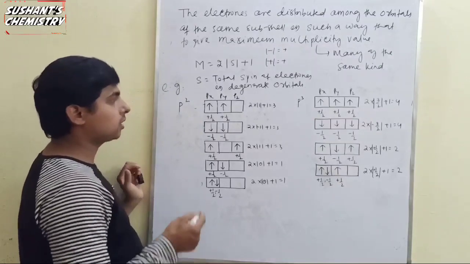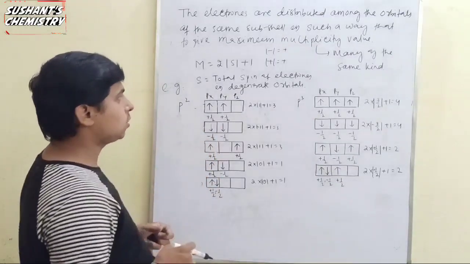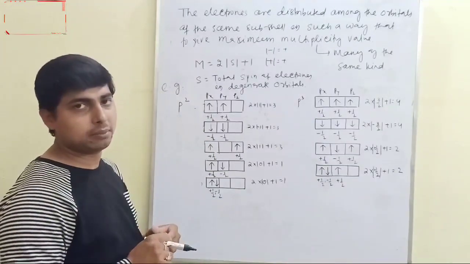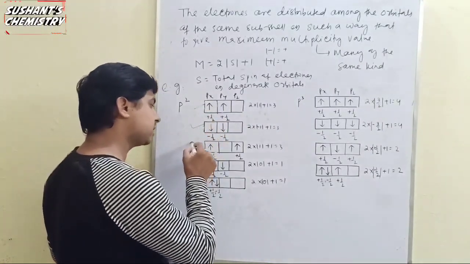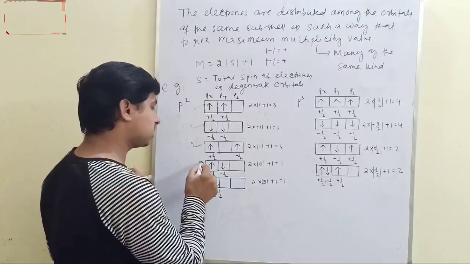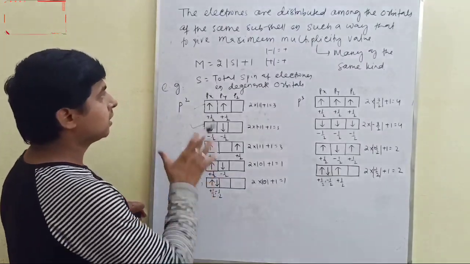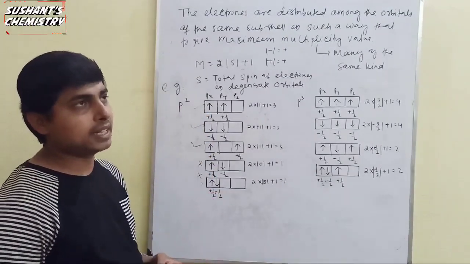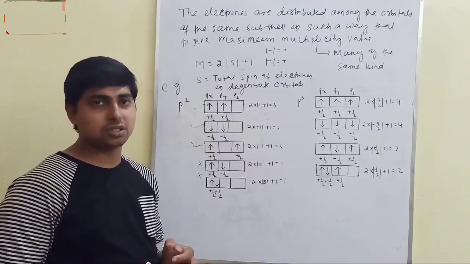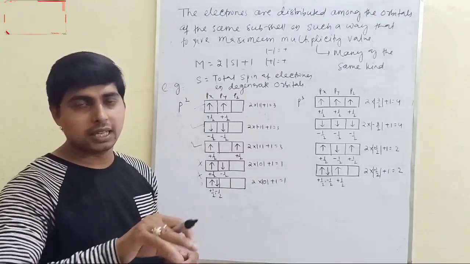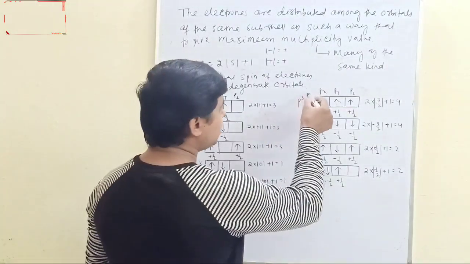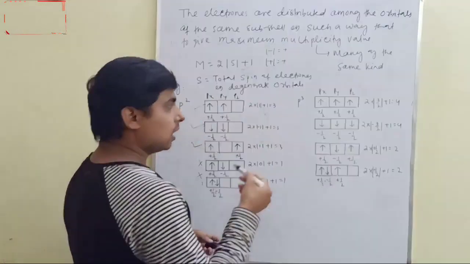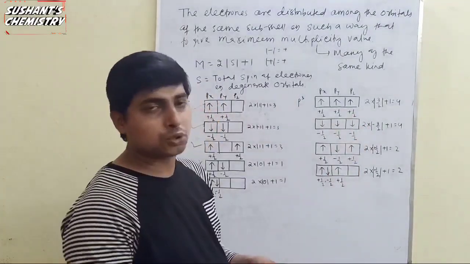From this, we conclude that the arrangement which gives the maximum value of M is the correct arrangement. That is the correct arrangement, this is the correct arrangement, this is the correct arrangement, and this is not the correct arrangement. That means the value of M gives the idea of how the electrons are arranged in different manners among the orbitals of the same subshell.